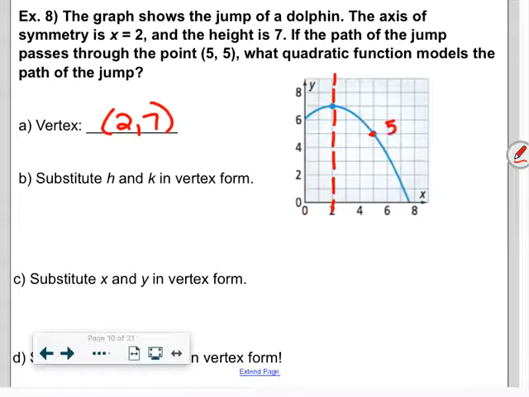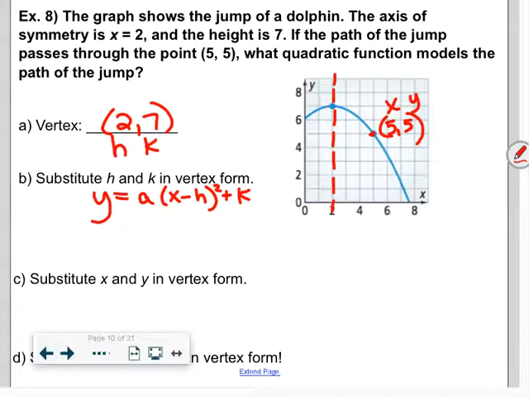Now, I've got a point right here. It is at 5, 5. So, vertex form is y equals a times x minus h squared plus k. The h and the k are from the vertex. And then the 5, 5 is the x and the y. So label it, okay? Everywhere you see I've labeled, you label your paper, because this is going to help you on one of the homework problems.